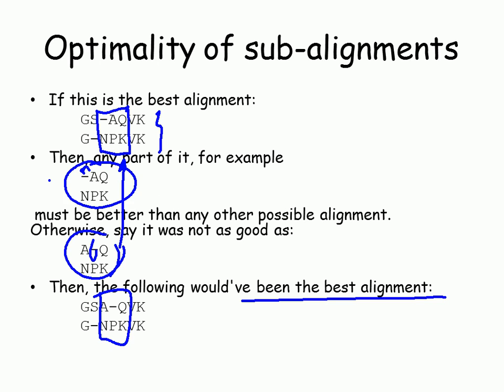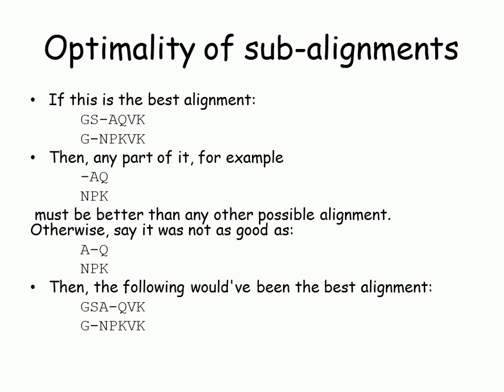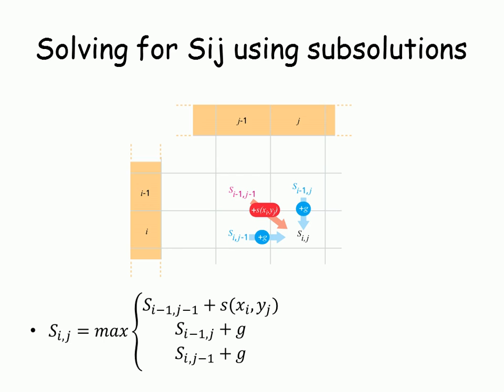Okay? All right. So given a large optimal alignment, if you take any smaller portion of it, that should also in itself be optimal. There should not be a better way to align that smaller portion. So using this observation, we can generate a table where we are adding an alignment with I and J.